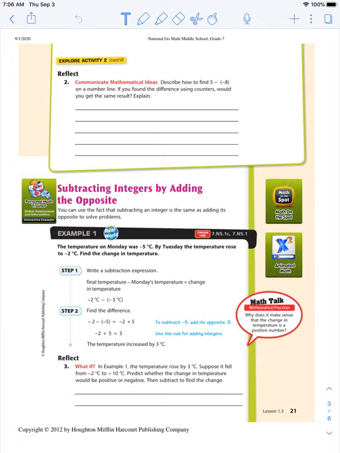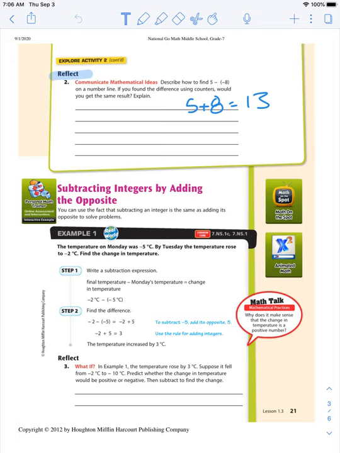All right, now let's reflect on this method a little bit. Describe how to find 5 minus negative 8 on a number line. If you found the difference using counters, would you get the same result? Well, of course you would get the same result using counters as long as you modeled both appropriately like we did in the examples. How we would find that using a number line: subtracting negative 8 is the same thing as adding positive 8, adding its opposite. So we would just solve 5 plus 8, which is 13.